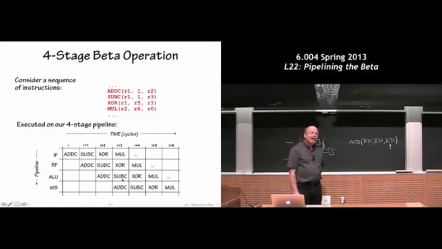Right? I'm sorry? Oh, I'm sorry, but it needs to be able to read it in the register file stage, right? So it's okay for the mul to be in the instruction fetch stage. Good catch. Thank you for correcting my thing.